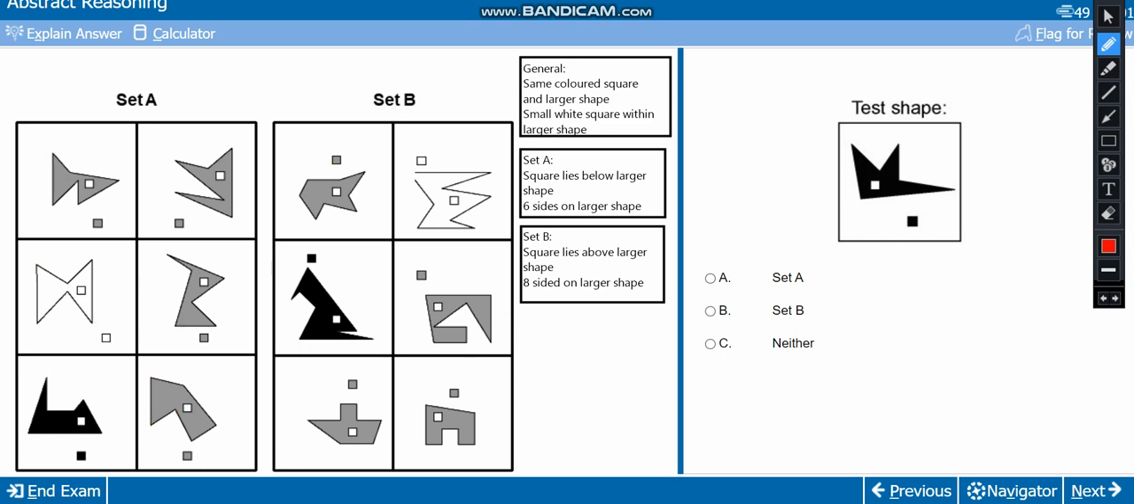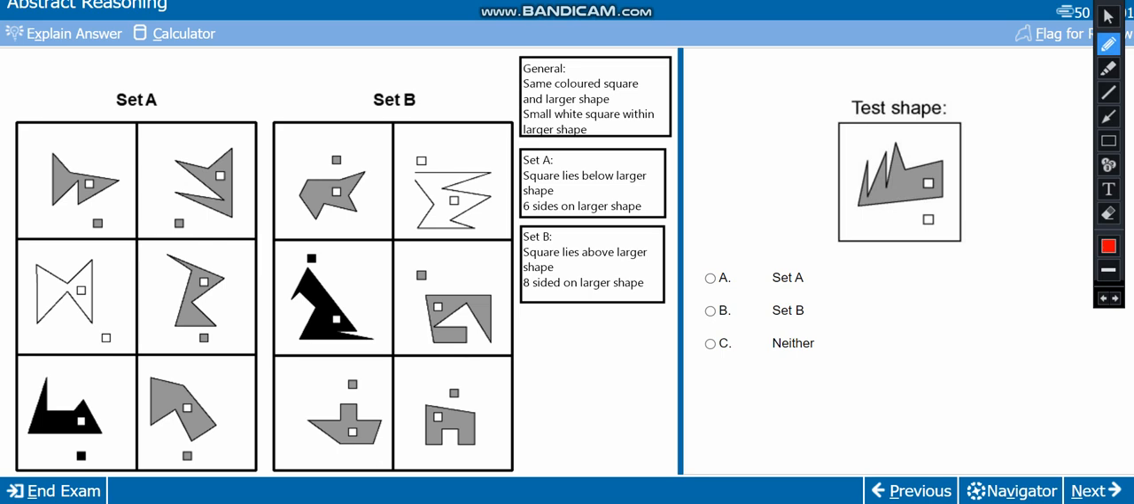Within this first question, we can see that we have a square that is below the larger shape, so we're instantly thinking set A. And this larger shape has 1, 2, 3, 4, 5, 6 sides. The color of the square is the same as the larger shape, black, black. Everything follows, therefore we can conclude that the answer to this one is set A.